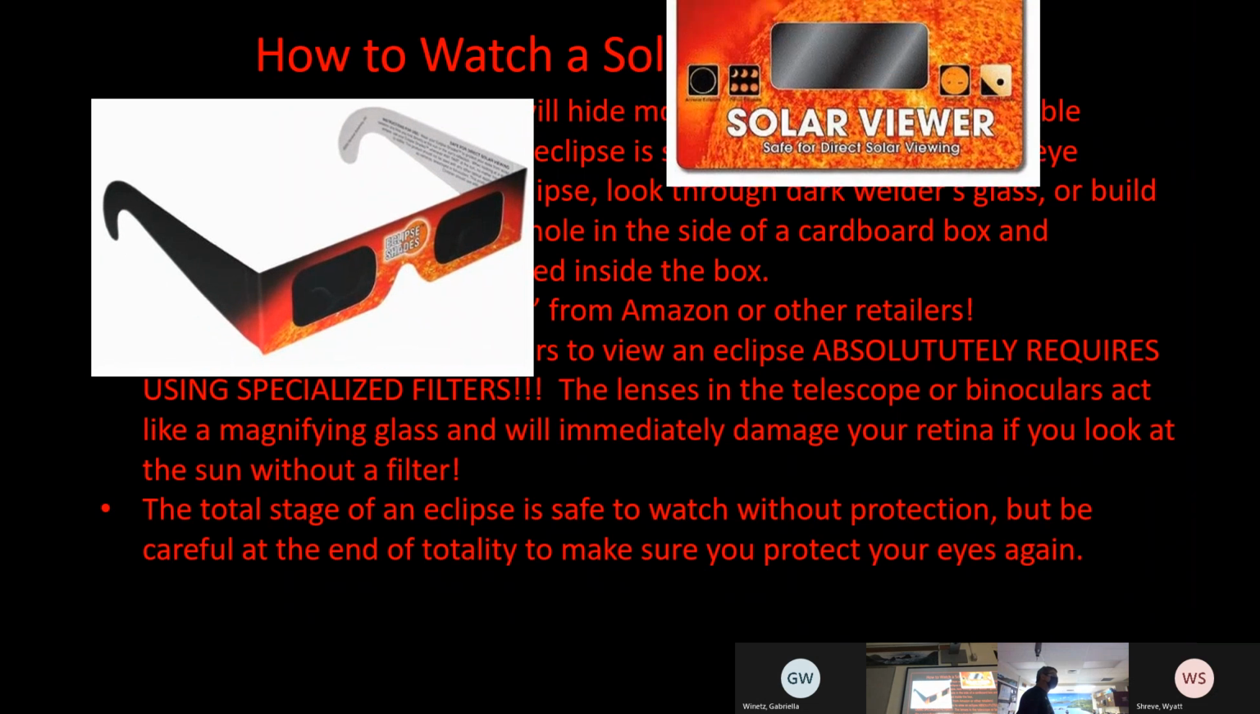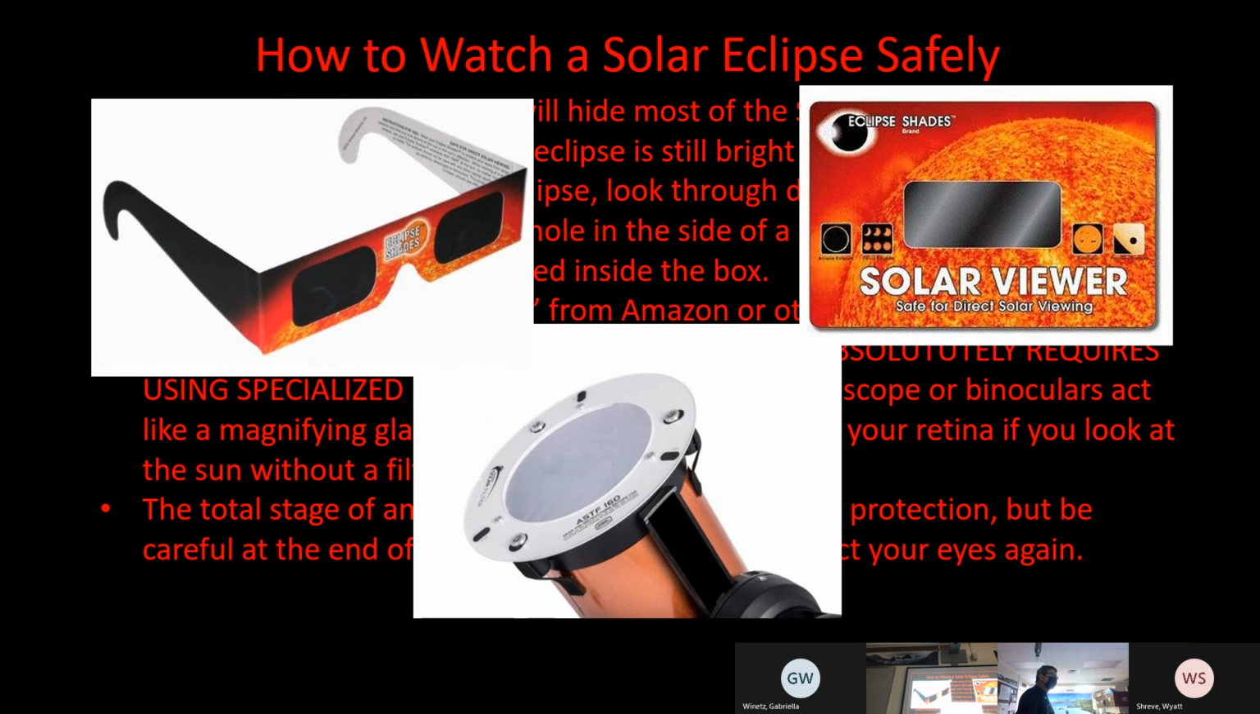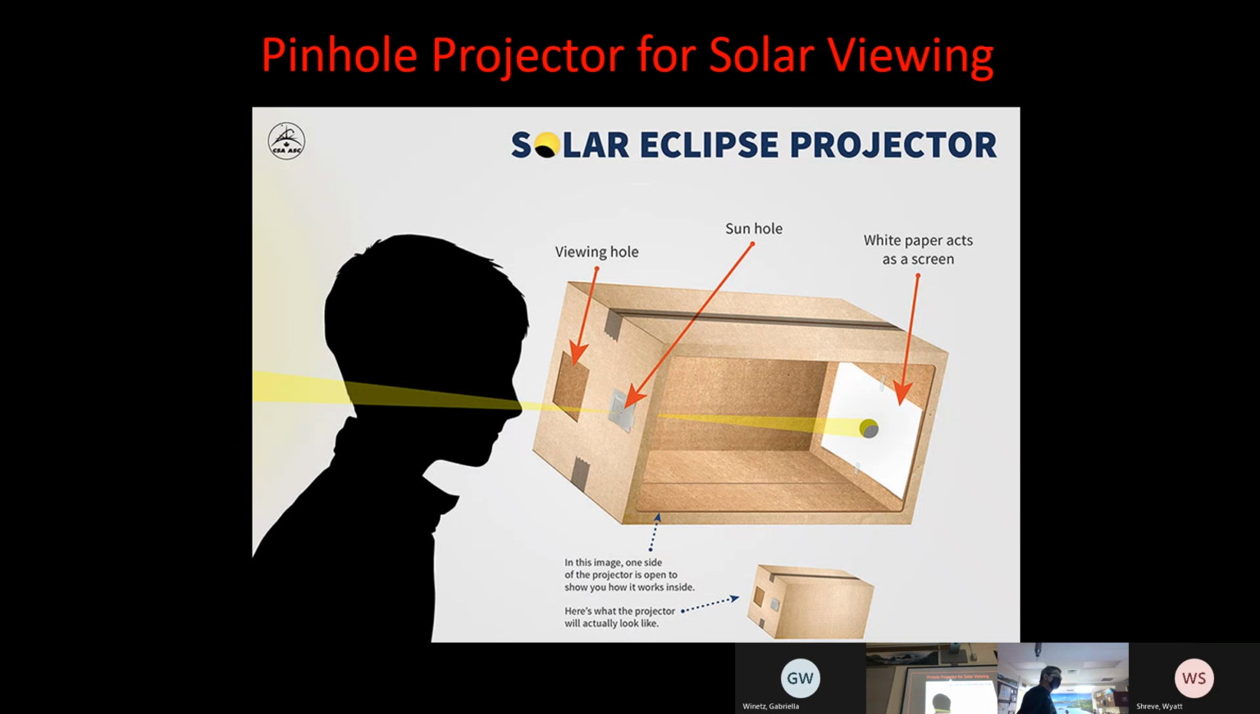So here's the simplest way to go. You just buy one of these solar viewers. There's a fancy filter for a telescope. You cover up the end of it. Or you do this. You make a box and you put a pinhole over here.